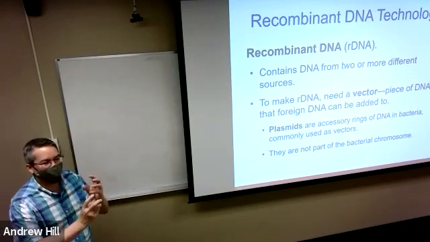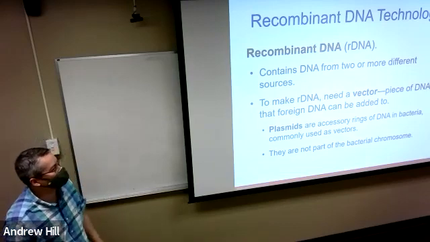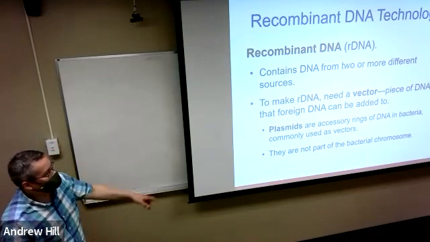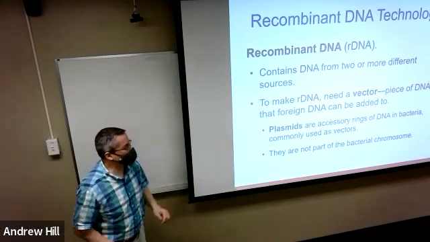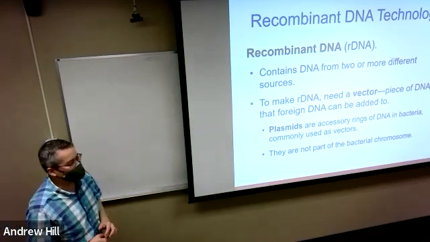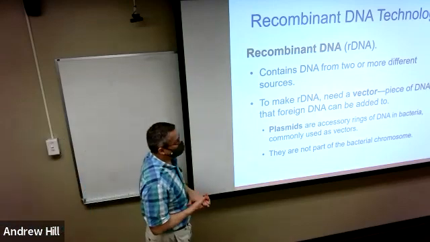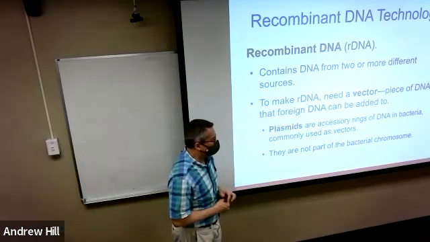You combine them, you mix them up, right? It's recombinant DNA. So humans have been doing that naturally for eons, right? But recombinant simply means DNA from two or more different sources. They're put together into a new piece of DNA. So to make recombinant DNA, you need a vector.